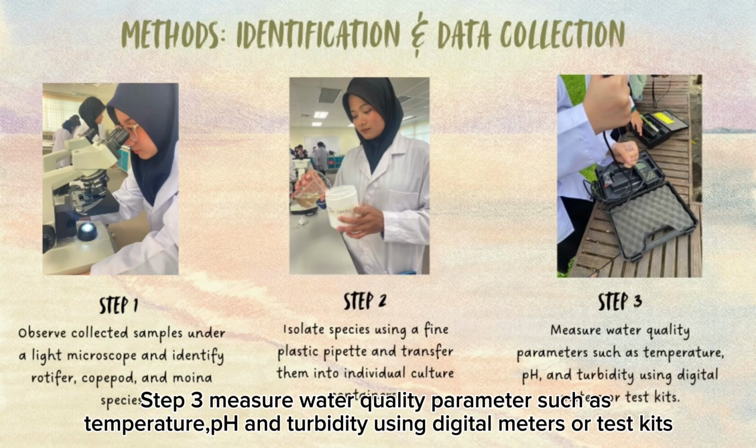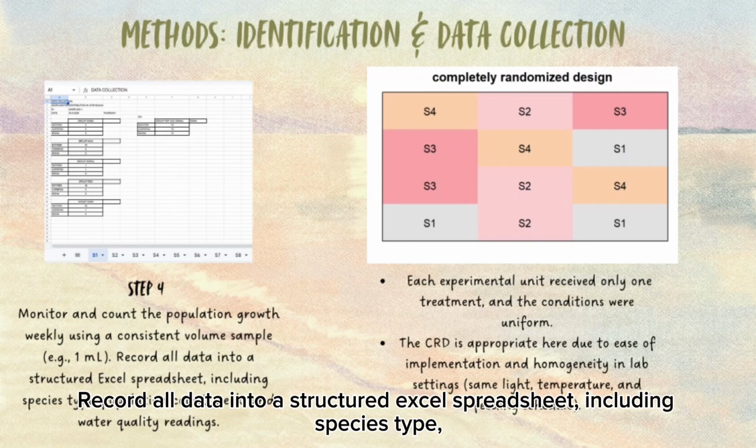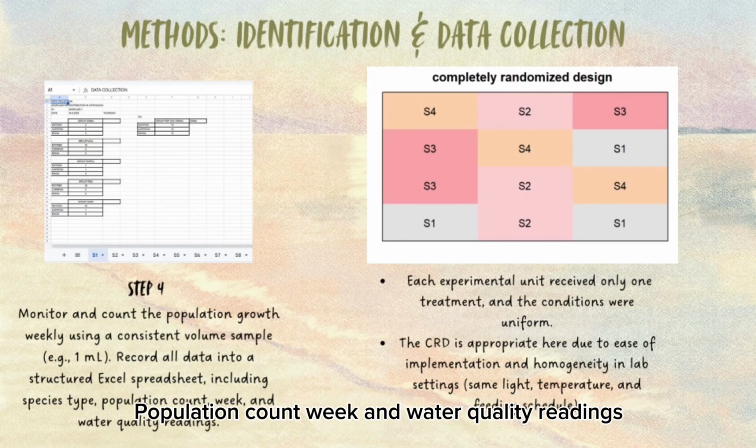Step 3, measure water quality parameters such as temperature, pH, and turbidity using digital meters or a test kit. Step 4, monitor and count the population growth weekly using a consistent volume sample. Record all data into a structured Excel spreadsheet, including species type, population count, week, and water quality reading.